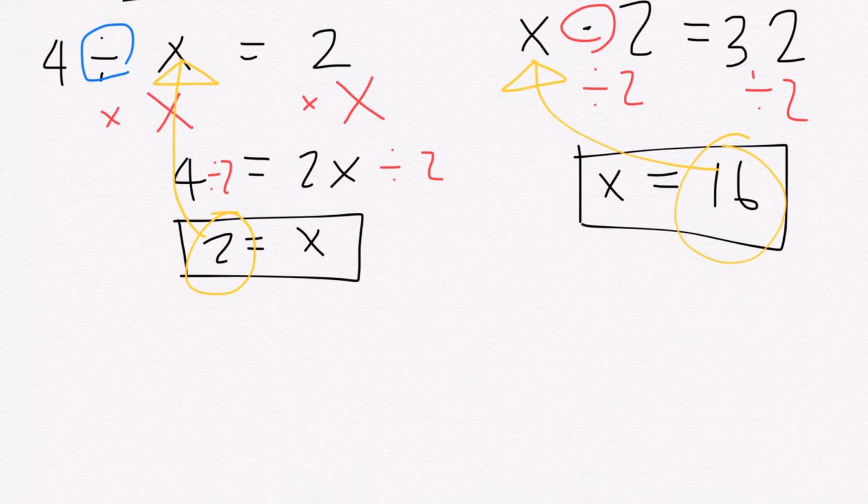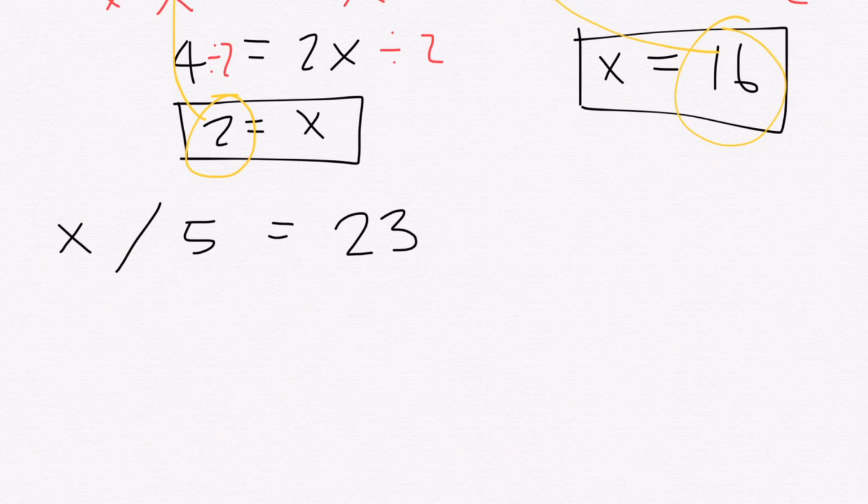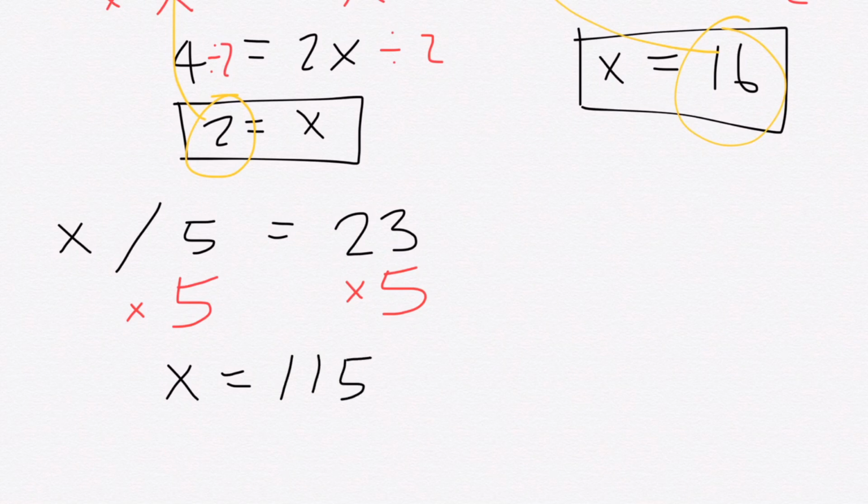So another example would be maybe x divided by 5 equals 23, right? So try pausing this video and do it on your own. Since the corresponding pair to a division sign is multiplication, what we have to do is multiply both sides by 5 in order to isolate the x. So if we multiply both sides by 5, we get x equals 23 times 5, which is 115.